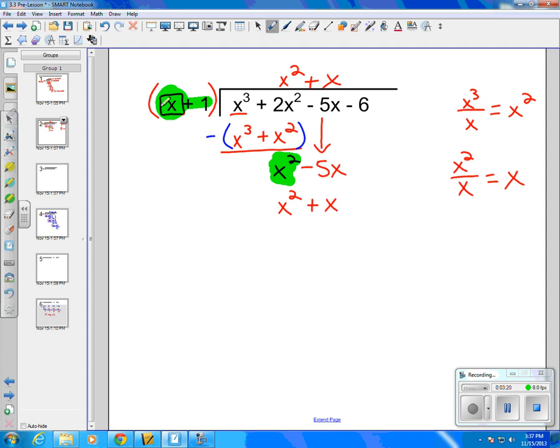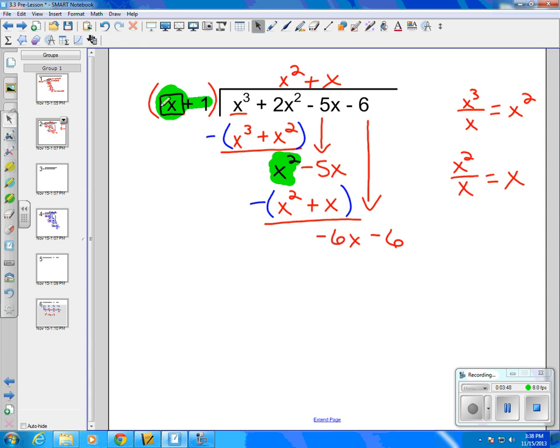Once again, though, we do have to subtract. So when we subtract x squared minus x squared, that drops out. The left part of that should always drop out if we do this properly. So that's a way for you to check yourself. And then negative 5x minus an x would be negative 6x. After we subtract, we can bring down our final term. So this is minus 6.